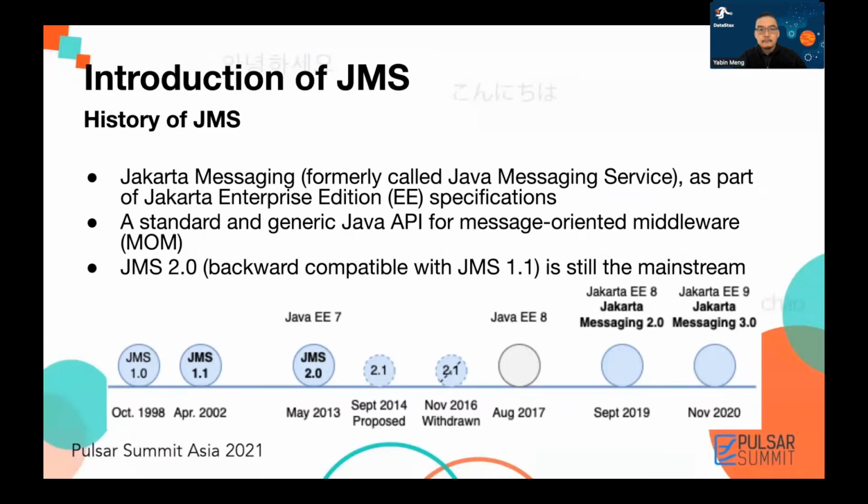JMS is a relatively old technology which was created in 1998. Over the years, JMS has slowly progressed into different versions up to the latest version 3.0, which was released a little bit more than 1 year ago.